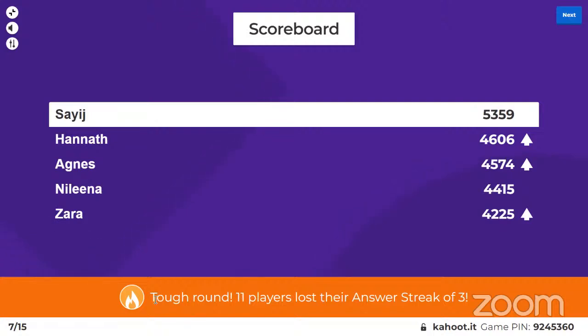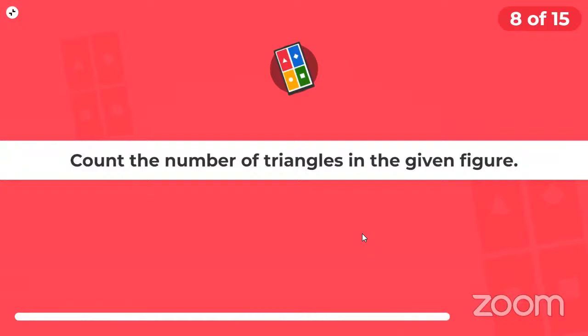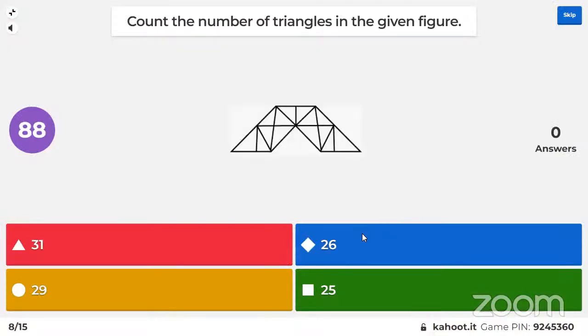So it was a tough round. Kahoot is saying it was a tough round, and 11 players have actually lost their answer streak of 3. So moving on to the 8th question. Hopefully it will be an easy question. Count the number of triangles in the given figure.